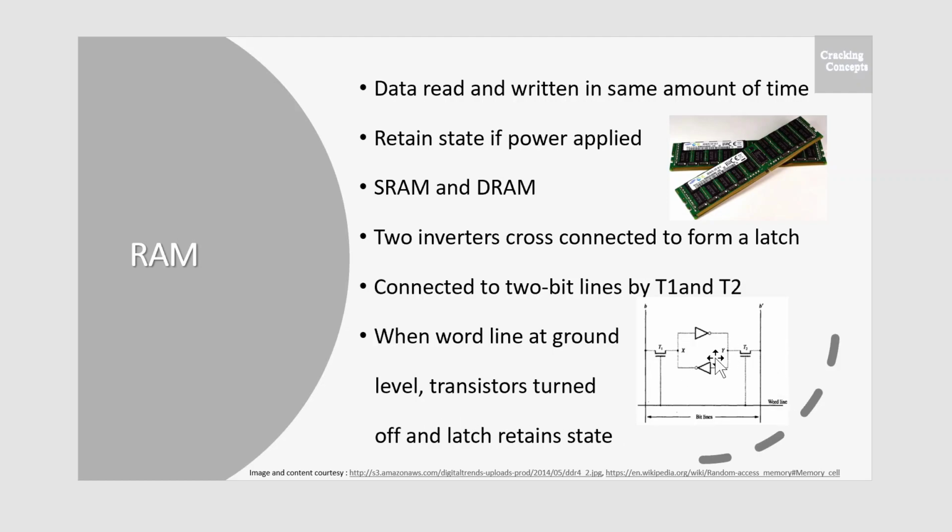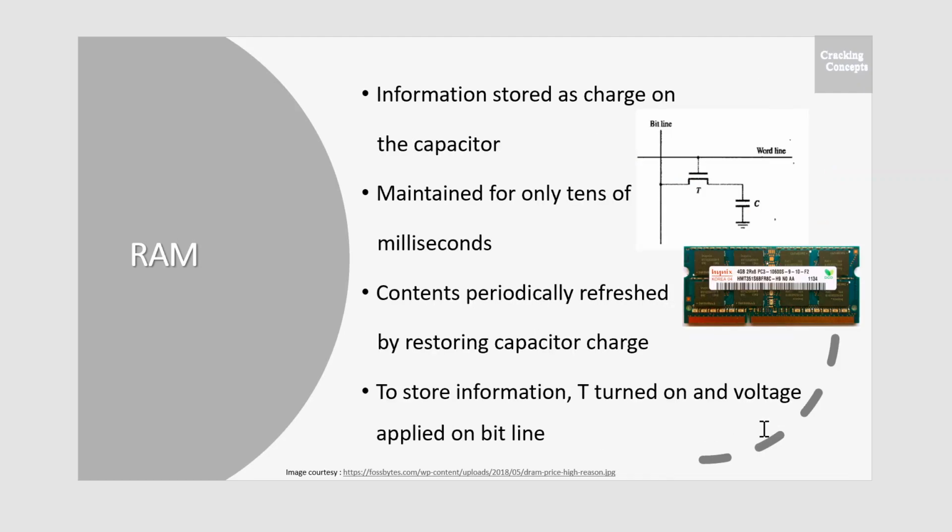For example, let us assume that the cell is in state 1 if the logic value at point x is 1 and at point y is 0. This state is maintained as long as the signal on the word line is at the ground level. Static RAMs are fast, but they come at a high cost because their cells require several transistors. Less expensive RAMs can be implemented if simpler cells are used.